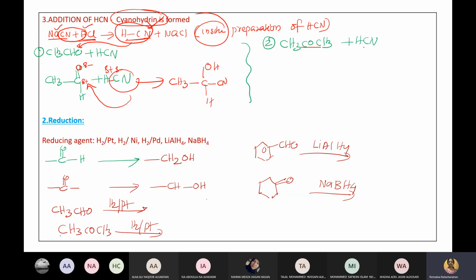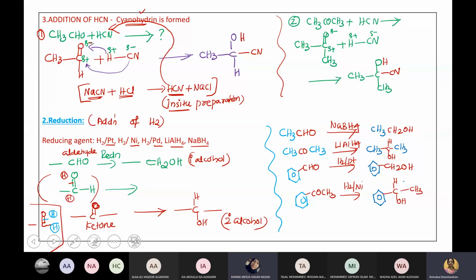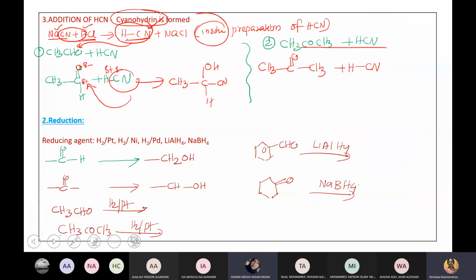Now, similarly, another one. Come on. CH3 C double bond O CH3 plus HCN. Again, O has little negative. C has little positive. What has happened here?